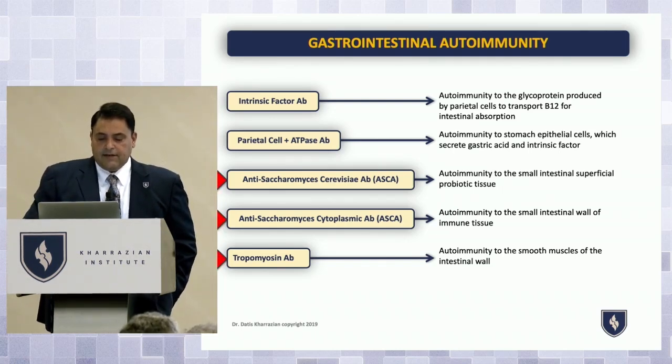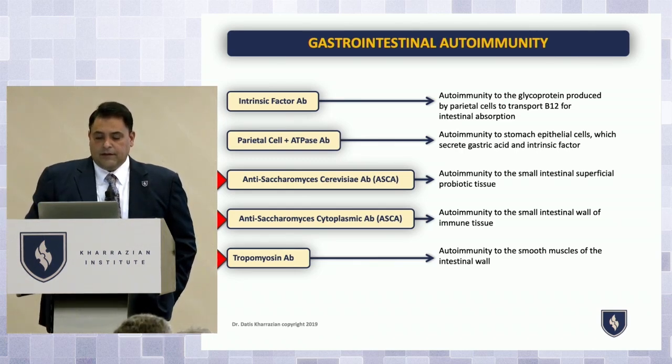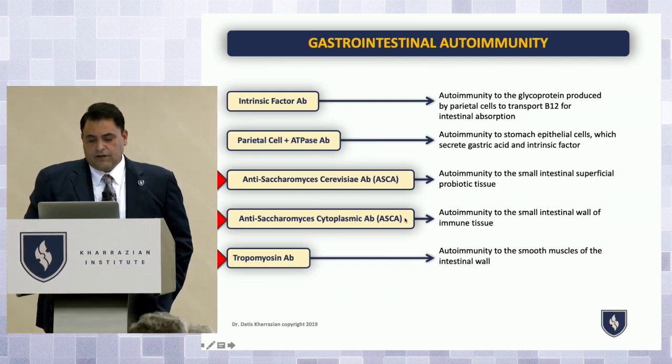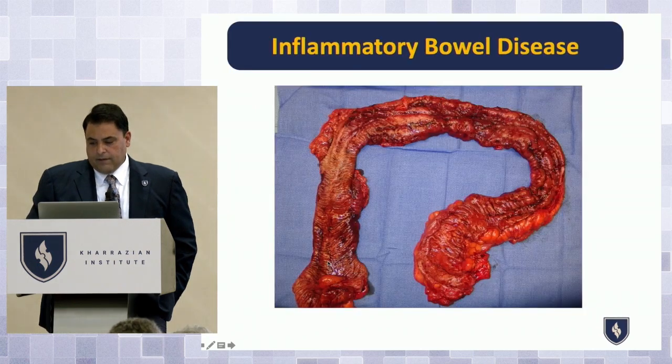So anti-Saccharomyces cerevisiae antibodies are antibodies to these actual yeast structures within the gut. And then, I'm sorry, one of these should be ANCA. We'll have to correct this on the slide. Anti-neutrophilic cytoplasmic antibody, we need to check those, and then tropomyosin. These are smooth muscles. But when you have antibodies to the intestines, you get this inflammatory condition.